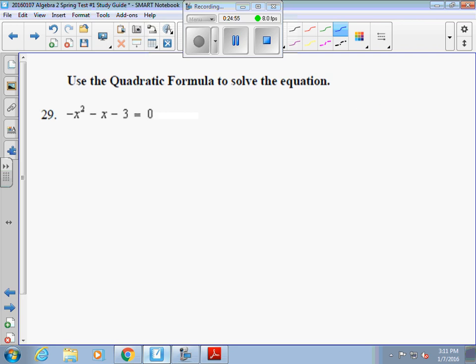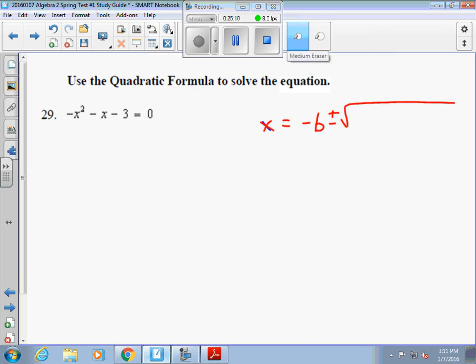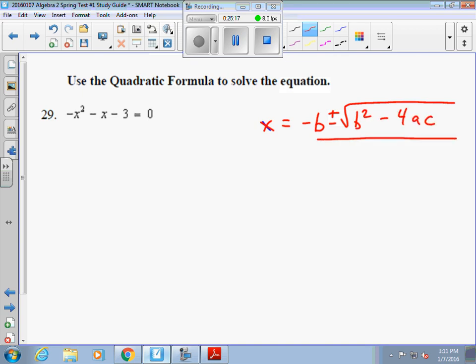29 says use the quadratic formula to solve the equation. Quadratic formula, x is equal to negative b plus or minus the square root of b squared minus 4ac, all of that over 2 times a. So what we need to do is we need to make sure our equation is in standard form, ax squared plus bx plus c.